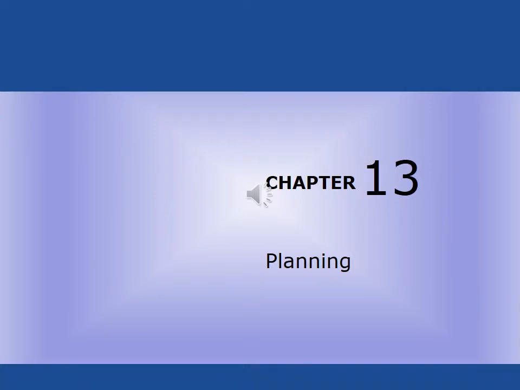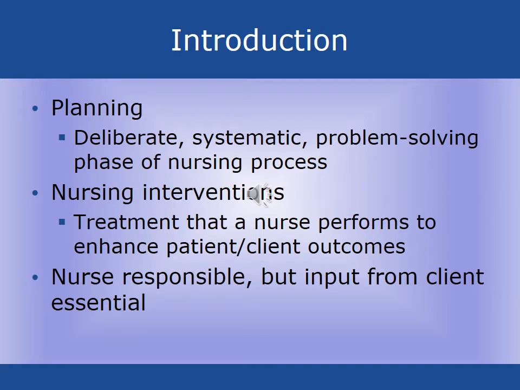Now we're going to talk about Chapter 13, which is planning, and that's our next step in the nursing process. Planning is deliberate, it's systematic, and it's the problem-solving phase of the nursing process. That's where you're going to create your nursing interventions, the treatments that a nurse performs to enhance a patient-client's outcome, because we want them to have an improved client outcome. The nurse is responsible, but input from the client is essential.